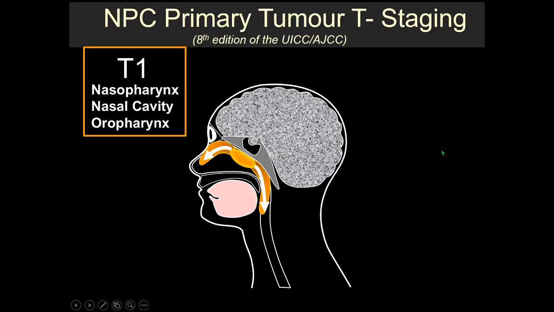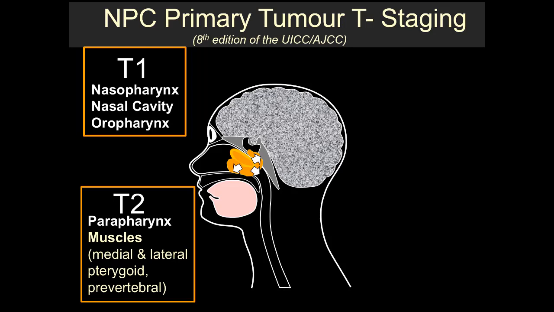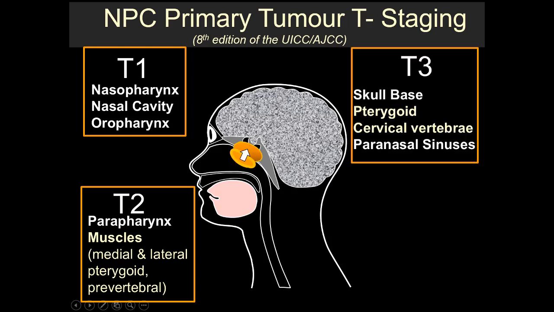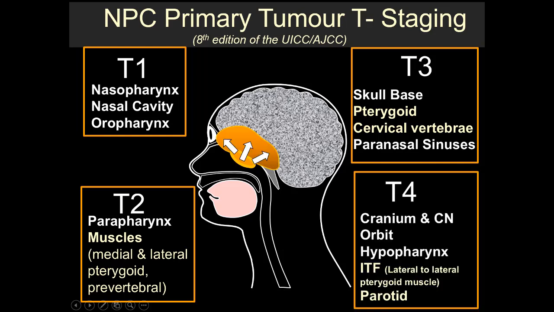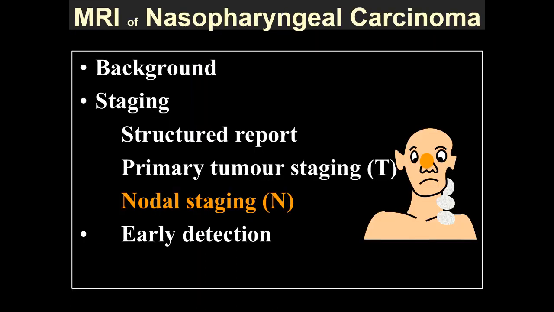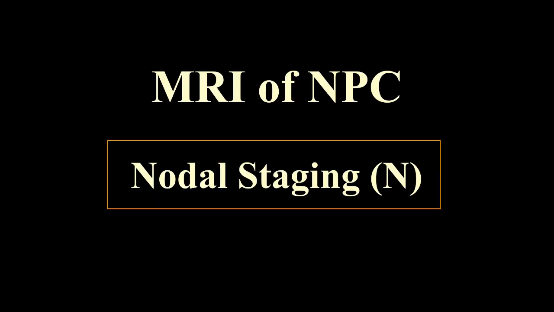So just to quickly go through, we've looked at T1, superficial spread, nasopharynx, nasal cavity and oropharynx; T2, parapharynx and the muscles, medial and lateral pterygoid and prevertebral; T3 was the skull base and the cervical vertebrae and the sinuses; and T4 is when it's going up into the cranium, orbit, hypopharynx, and infratemporal fossa and parotid. So that's probably the more complicated. Much more simple is the nodal staging.